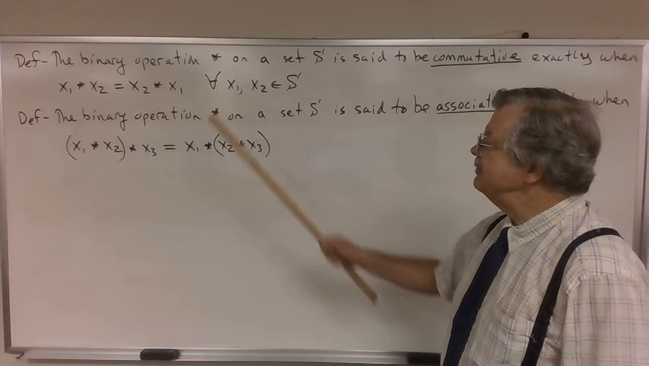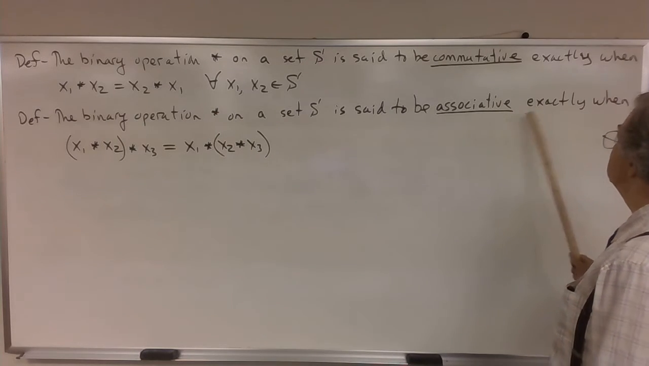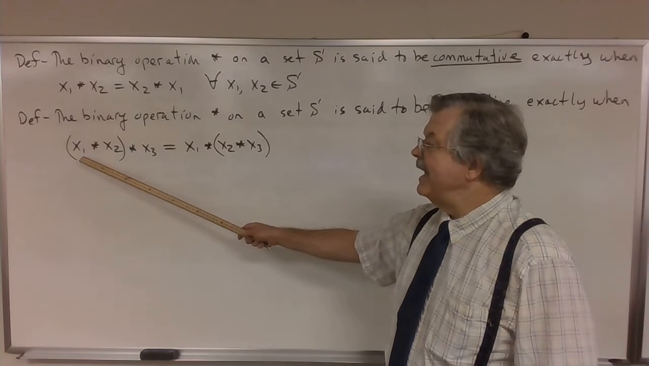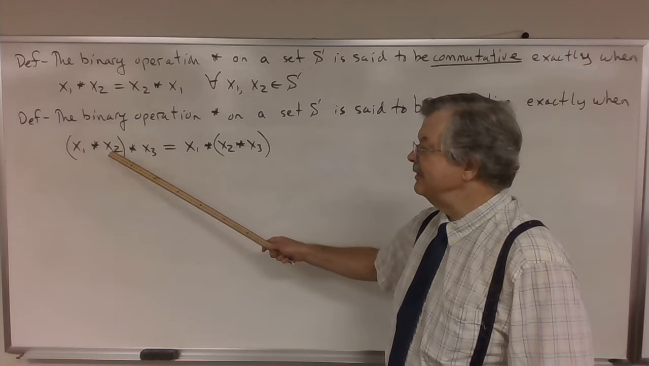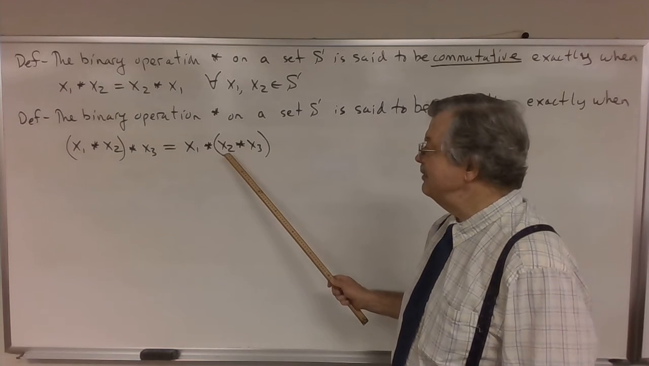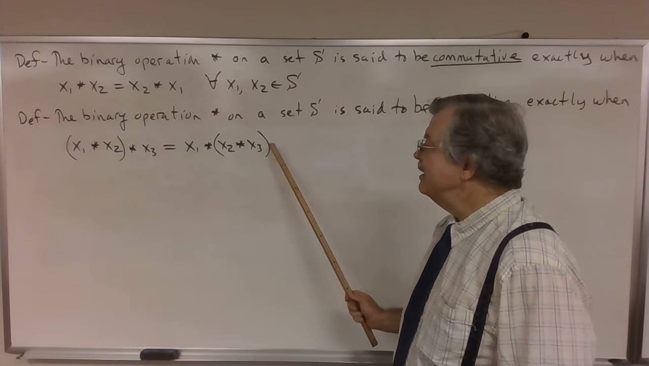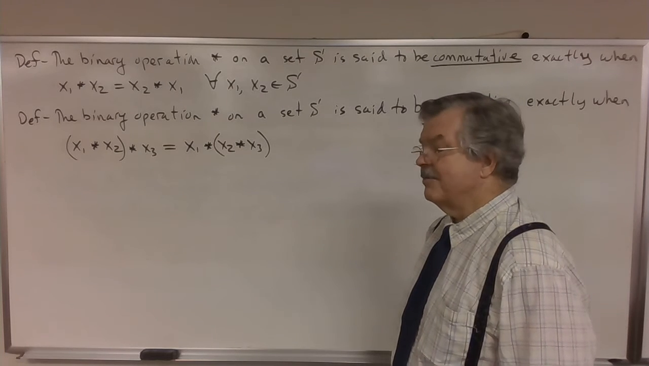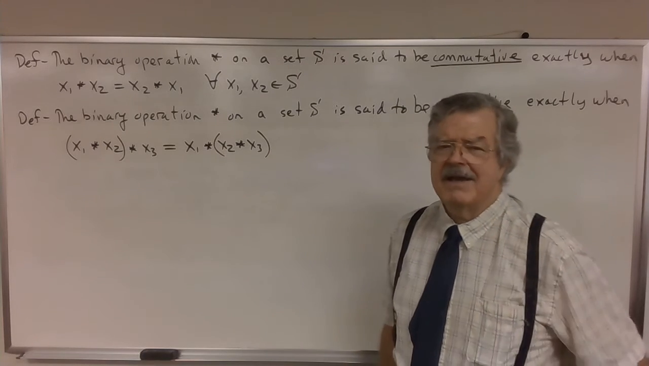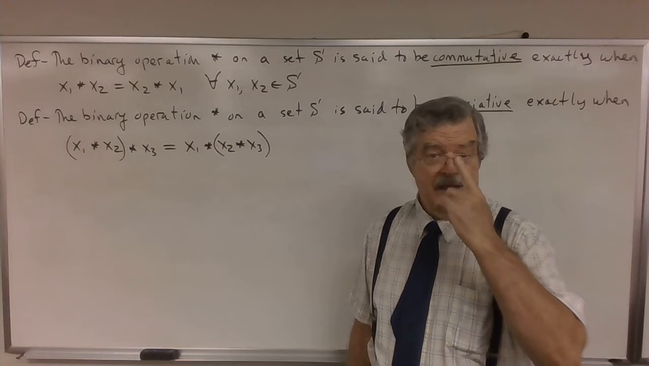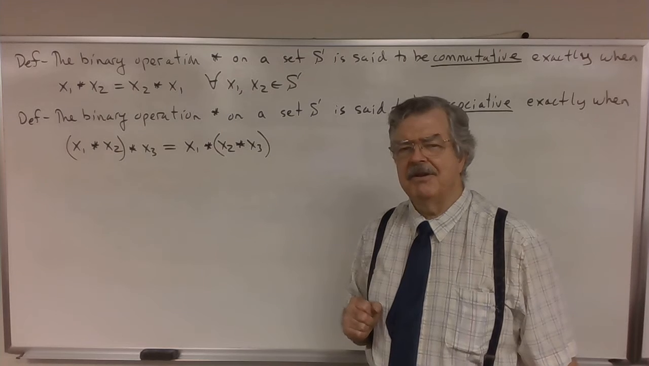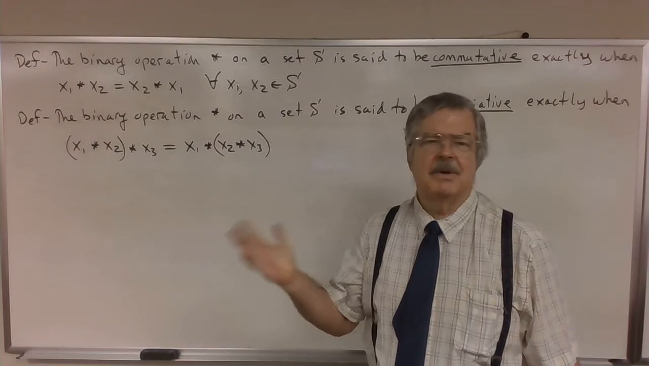The binary operation star on a set S is said to be associative exactly when x1 star x2 in parentheses star x3 equals x1 star in parentheses x2 star x3 close parentheses. And the idea here is this. We have at least 3 elements, and in the definition exactly 3 elements, but a binary operation only operates on 2 elements. So what do we do with the third element?